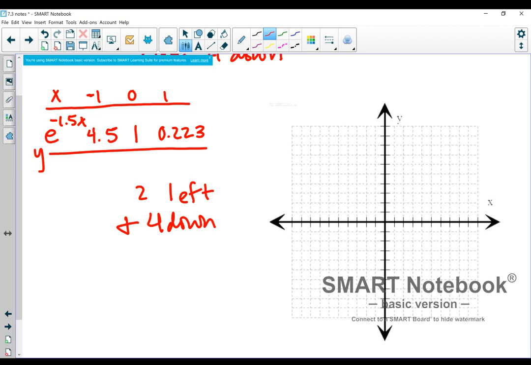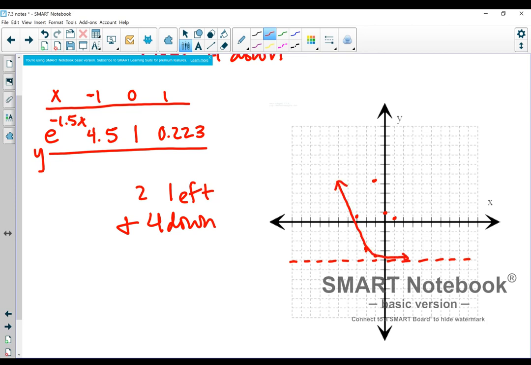So I need to go ahead and graph first. So -1 is 4.5. 0 is 1. 1 is this fraction. But then I need to shift all of those points 2 left and 4 down. 1, 2, 3, 4. 2 left. 1, 2, 3, 4. 2 left. 1, 2, 3, 4. And so I have essentially shifted down that asymptote also. My asymptote is going to be here now. And here is my graph.